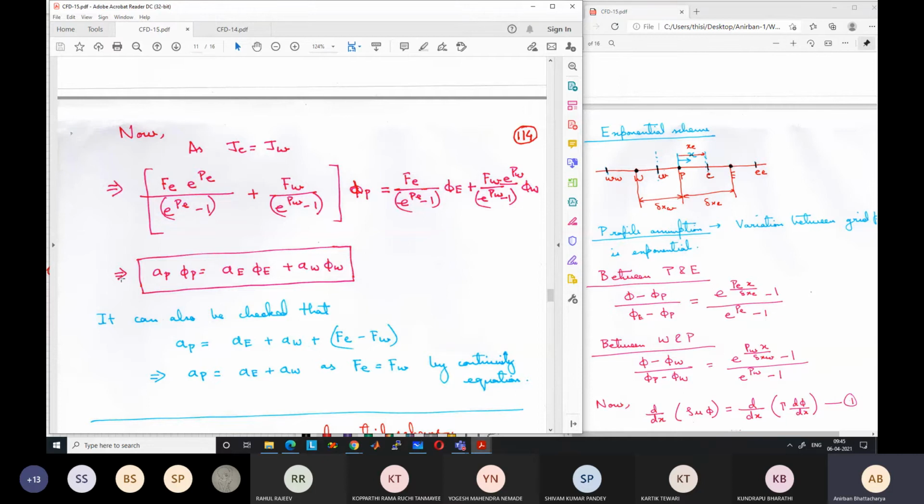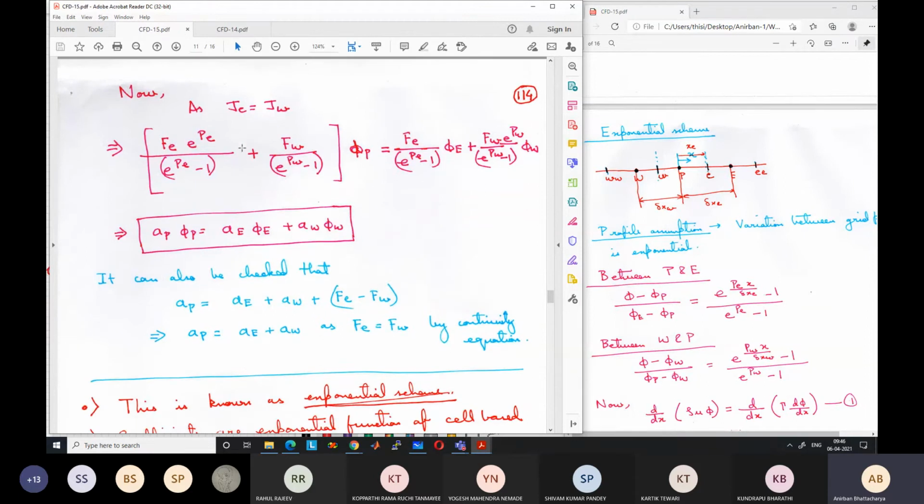So ultimately we have come to the same discretized equation. The only thing that has changed are the values of the coefficients ap, ae and aw. These coefficient values have changed, and they have become more complex. They have exponential terms within them. It is much more complex as compared to the central differencing and upwind scheme, but should be much more accurate also. So complexity has increased, but accuracy should also increase. Okay. So this is known as the exponential scheme.